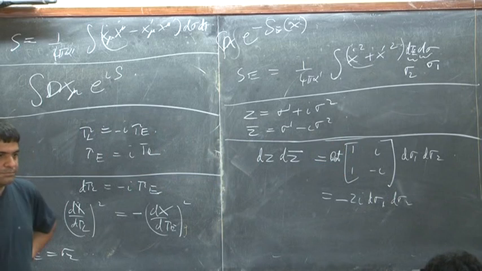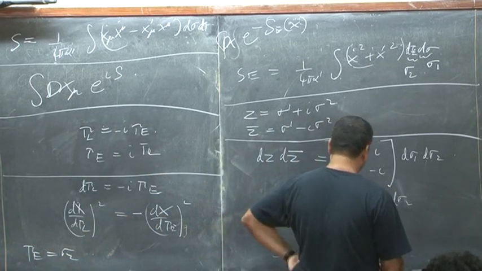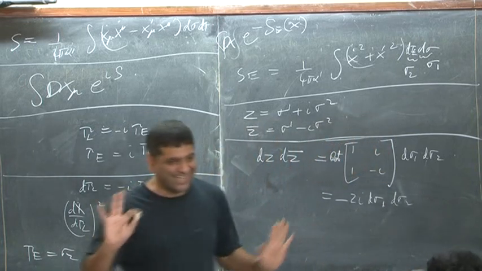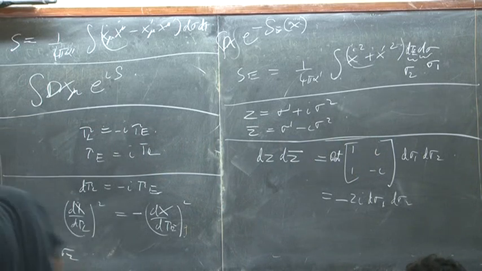The Jacobian is a determinant, the modulus. This is what I mean by d sigma 1 d sigma 2. You can word it as you want. Let me go for it.